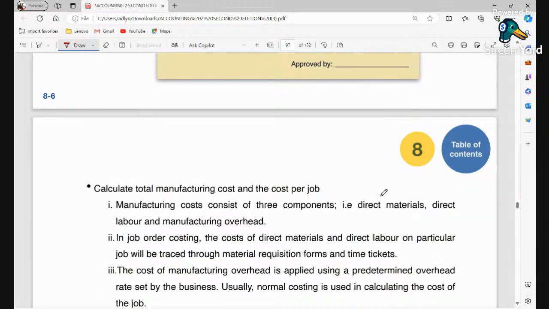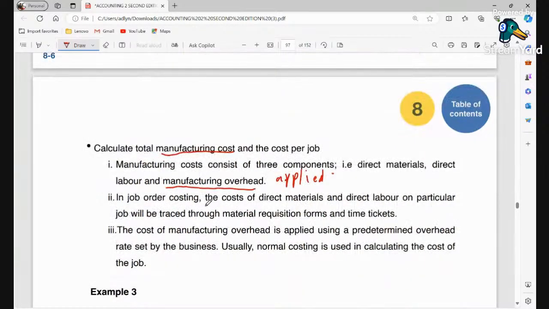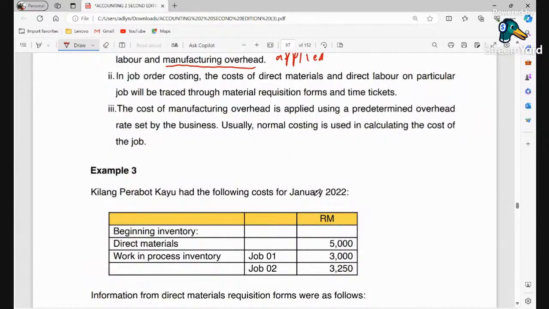Okay, alright. So, how do we calculate the total manufacturing cost and the cost per job? So, macam biasa, tak ada masalah sebenarnya sebab nak kira manufacturing cost, kita akan campurkan semua termasuk manufacturing overhead. And the one that we are using in this calculation is your applied manufacturing overhead. Okay, so in job order costing, the cost of direct materials and direct labor on particular job will be traced to material requisition form and also time tickets. Okay, so kita akan masih guna normal costing macam biasa.